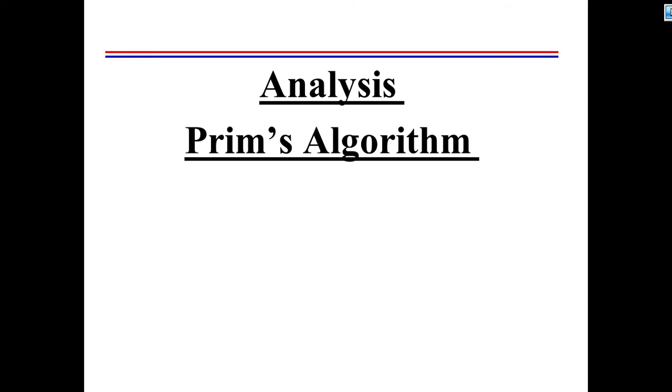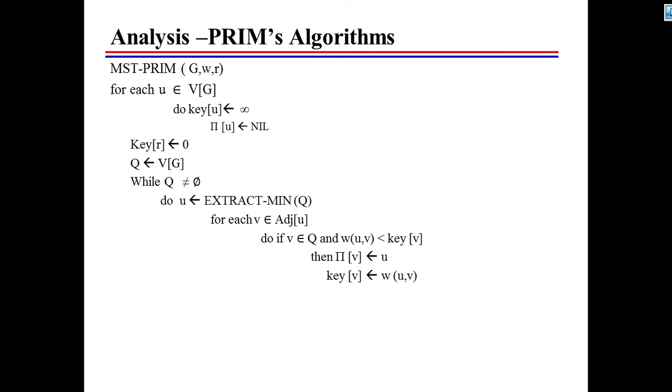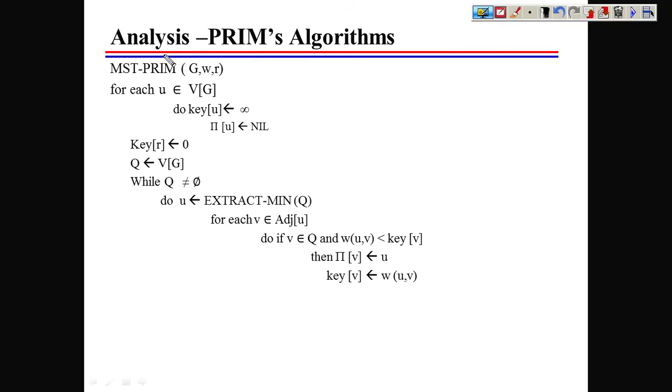Okay, now let's talk about the analysis of the Prim's method. We have already seen the performance of Kruskal. Now it is time to discuss the performance of Prim's method. This is Prim's algorithm. We have already discussed it and implemented it on a graph to find the minimum spanning tree. Now we'll see what the running time is.